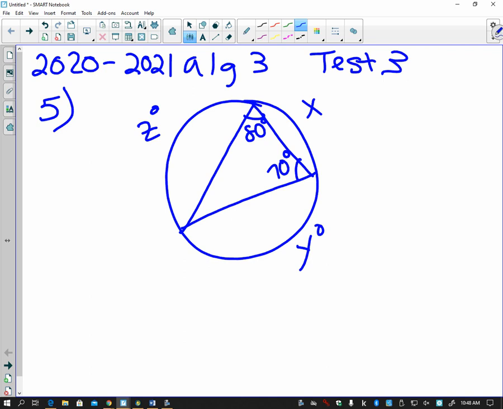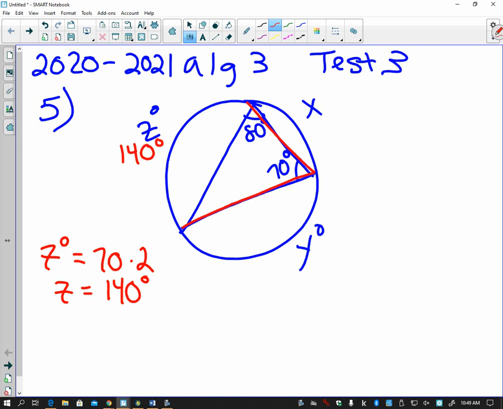The other thing that we should know is that an intercepted arc is twice the inscribed angle. Is this something we learned if we watched our notes, right? Okay, so you didn't know that. All right, so let's look at this 70-degree angle. It is an inscribed angle. It intercepts what arc? Z. So Z equals twice as much as 70 degrees, right? So I find Z by taking 70 times 2. What is 70 times 2? So Z is 140 degrees.